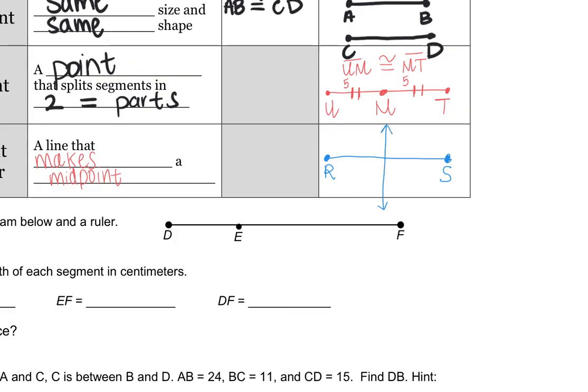Because it's a segment bisector, it's a line. It's going to have those arrows, okay? And because it's going straight through the middle, what's created here between these two lines that are hitting each other is your midpoint. And I'm going to call it M for midpoint. So this line right here that I'm going to highlight in blue, this line right here, this one is my segment bisector.